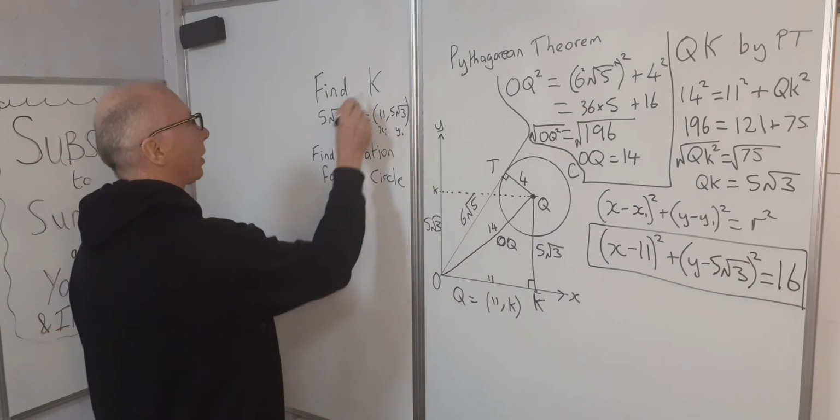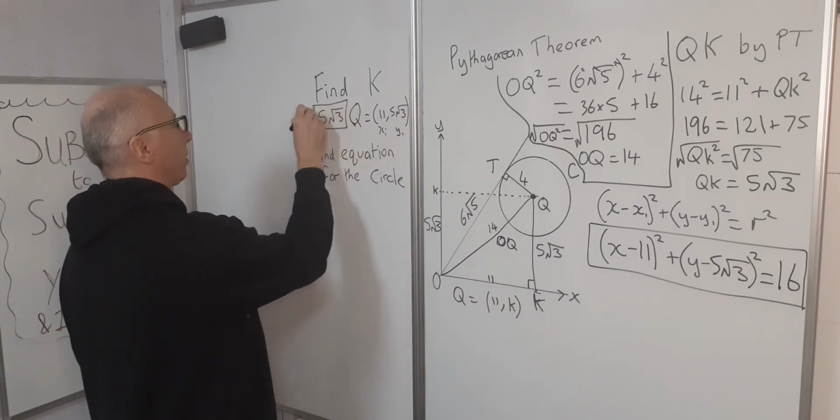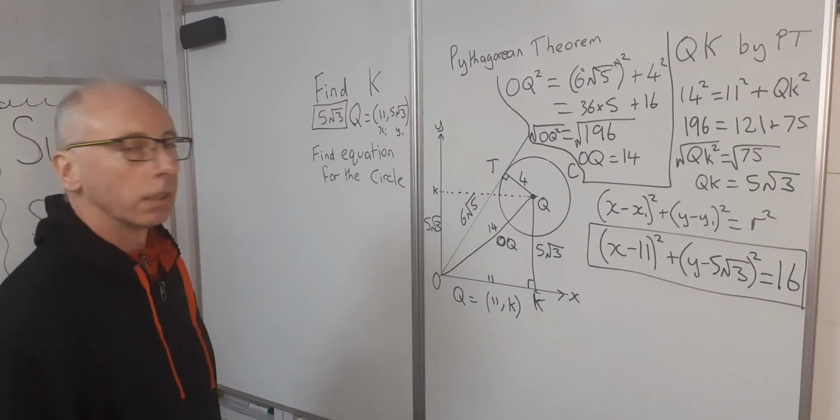And we know that k is 5 root 3. Okay, there we go.